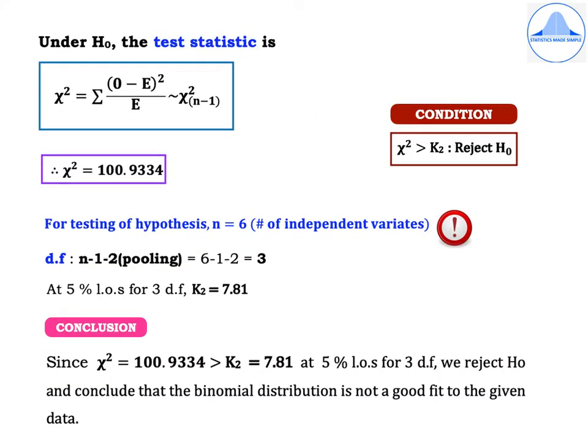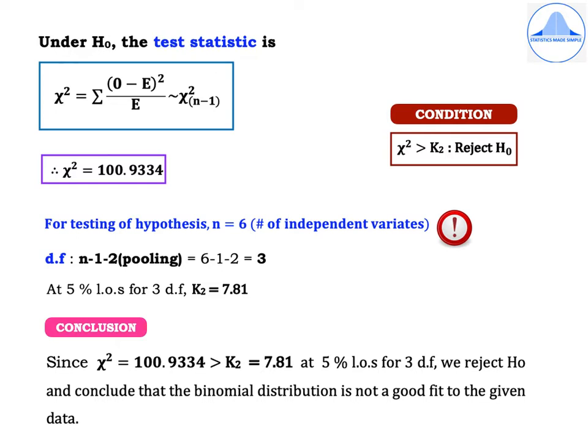Under H0, the test statistic is chi-square equal to summation O minus E whole square by E, which follows chi-square n minus 1. The condition which we use for chi-square test for goodness of fit is you have to check if chi-square is greater than K2, then you will reject H0, otherwise you will accept H0. So you get chi-square from the table as 100.9334. So for testing of hypothesis, n is equal to 6, which stands for the number of independent variates. Okay, this is a very important point to remember.